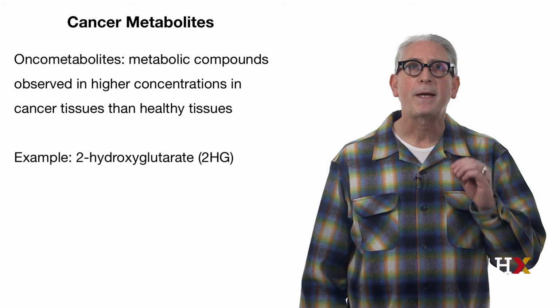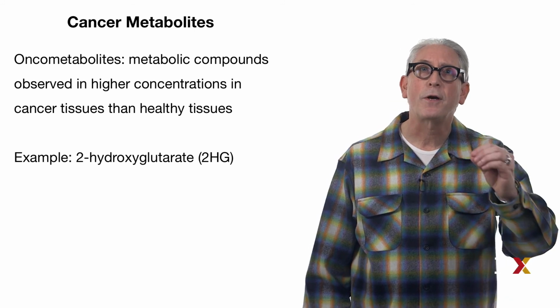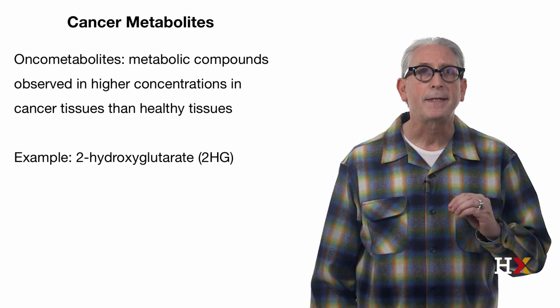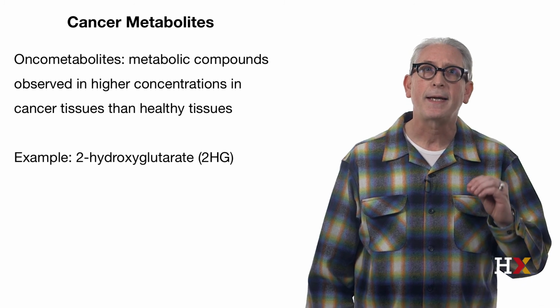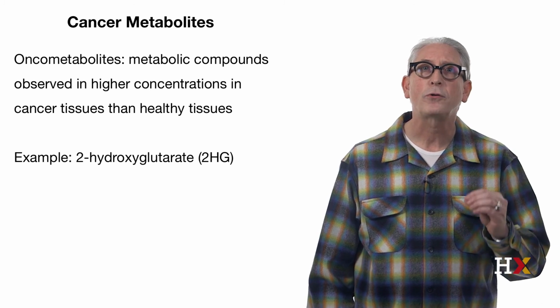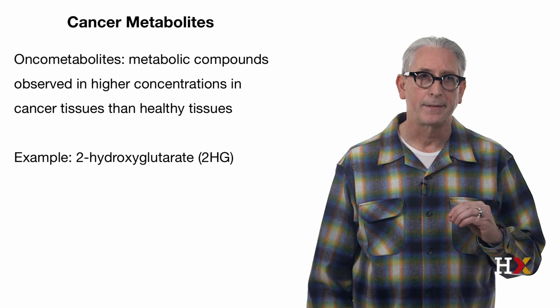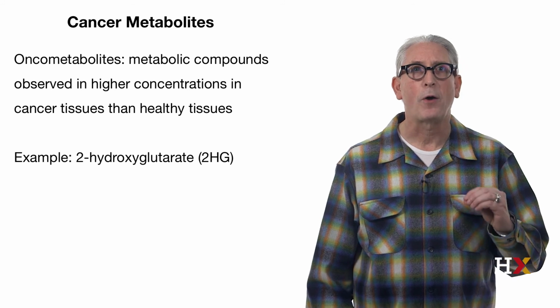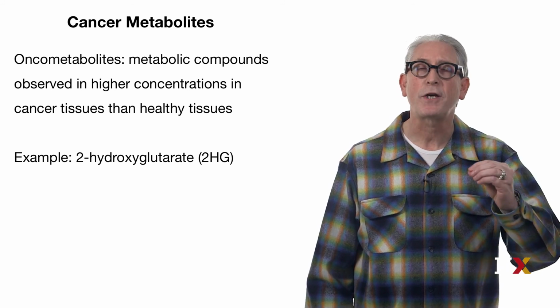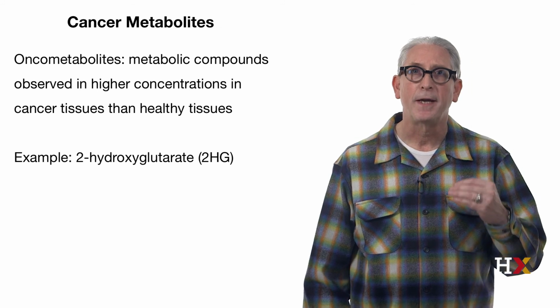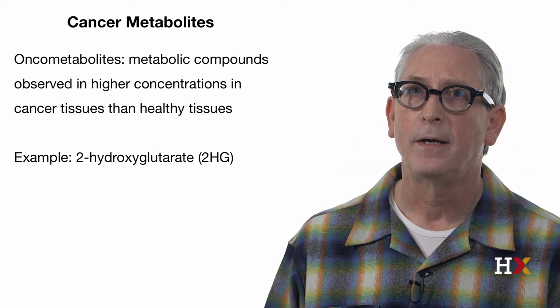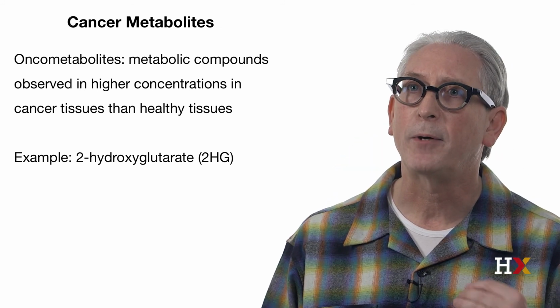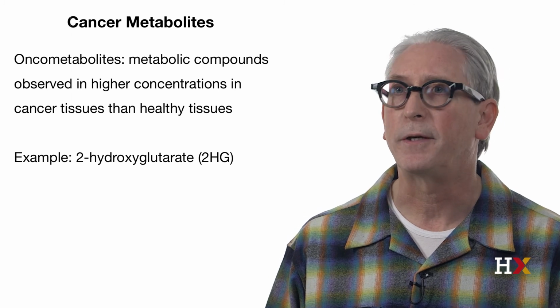Distinct from the metabolic reprogramming that we observe in cancer cells, scientists are interested in cancer cell metabolites, also called oncometabolites. These molecules are observed at much higher concentration in cancer patients than healthy individuals. We'll take the example of an oncometabolite called 2-hydroxyglutarate.